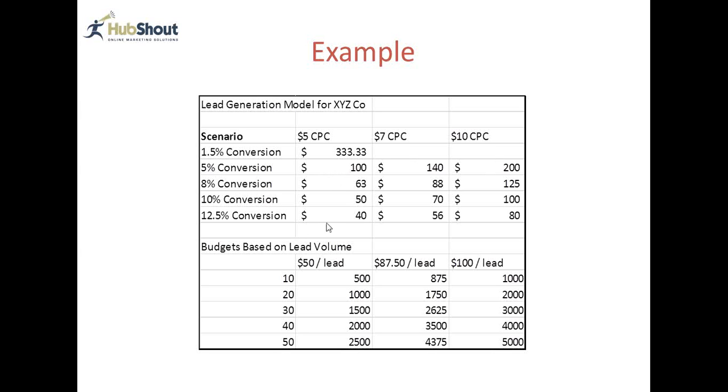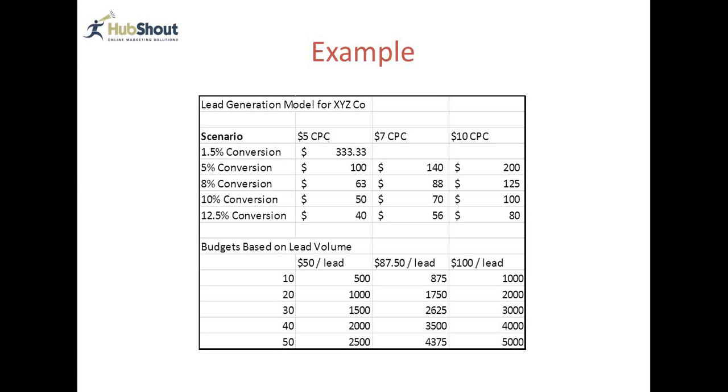essentially as good as $50 a lead, and it could be as bad as $100 a lead, depending on these different scenarios. So what I've done here is gone through and said, if you had a $5 CPC and a 5% conversion rate, that's going to roughly lead to $100 per lead in this case. And then I've estimated a $10 cost per click with a 5% conversion rate, and then on down the list here.